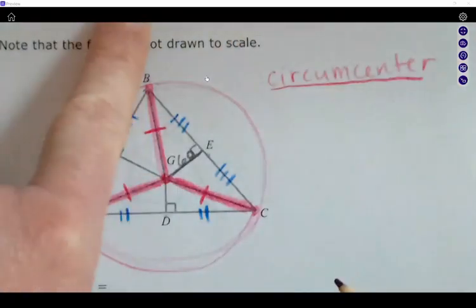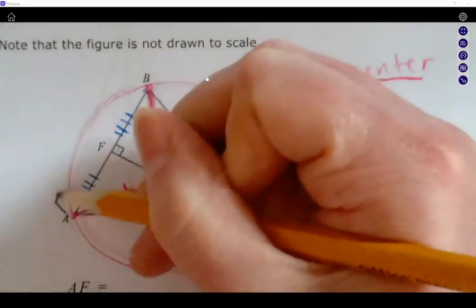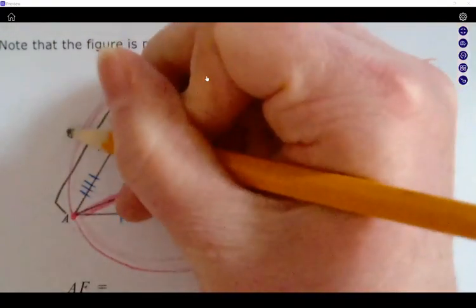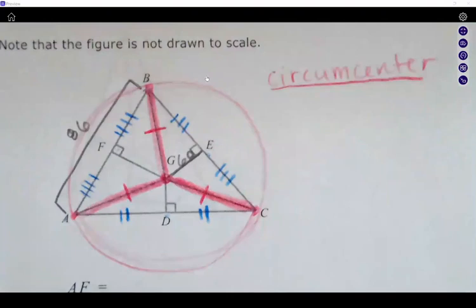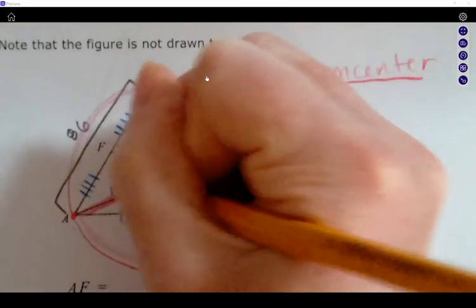It also says that AB equals 86. Now AB is an entire side of my triangle, so I'm going to go ahead and use a bracket to indicate that I have that entire side. And last but not least, it says AG equals 100. So AG, that is this radius value, and it's 100.